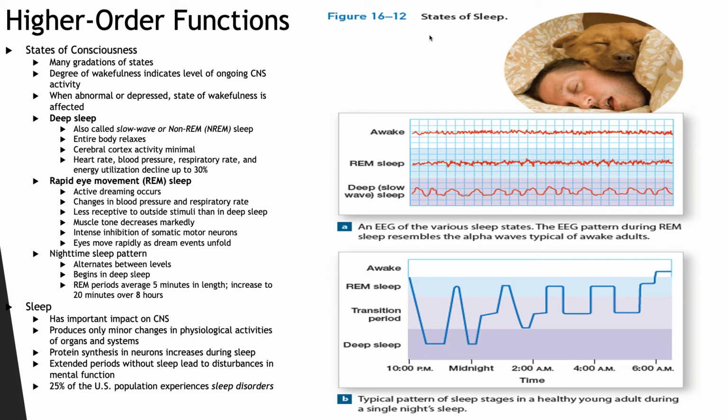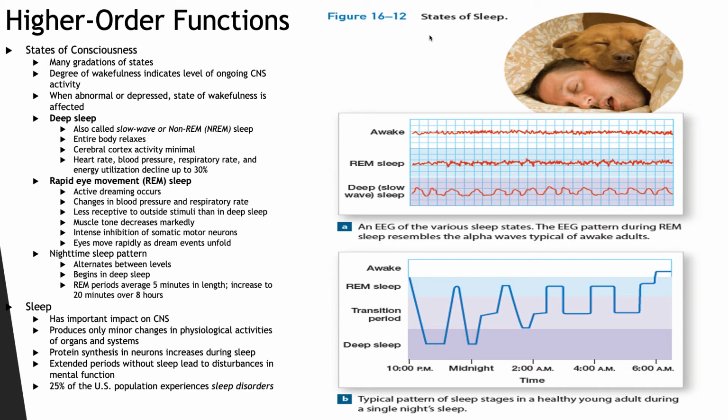Periods of REM and deep sleep alternate throughout the night, beginning with deep sleep for about an hour and a half. Rapid eye movement periods initially average about 5 minutes, but over an 8-hour night, they gradually increase to about 20 minutes. Each night, we probably spend less than 2 hours dreaming, but variation among individuals is significant. For example, children spend more time in REM sleep than adults do, and extremely tired individuals have very short and infrequent REM periods. Sleep produces only minor changes in physiological activities of other organs and systems, and none of these changes appear to be essential to normal function.